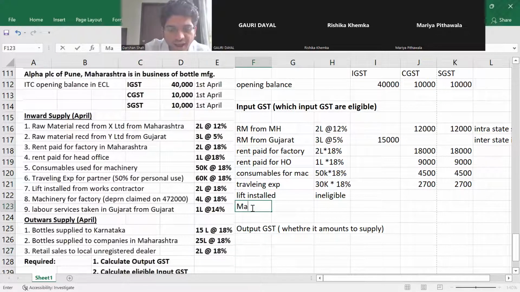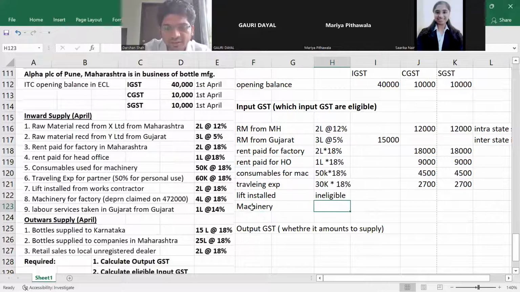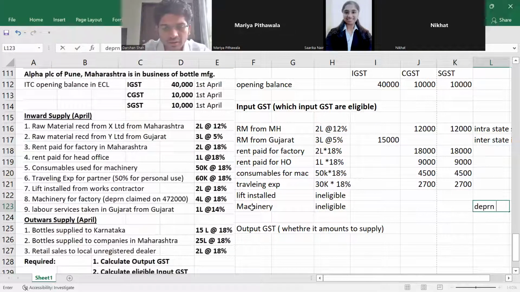So machinery, why ineligible? Someone tell me. Because depreciation should be exclusive of GST. Correct. Depreciation is claimed on value inclusive of GST. That's why it's ineligible. And the lift was ineligible because it is works contract for immovable property.